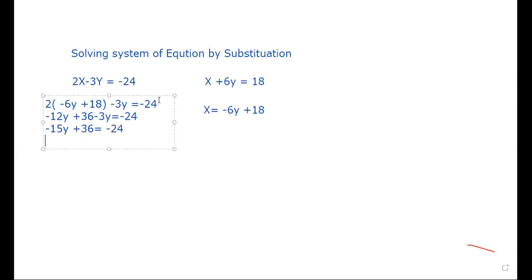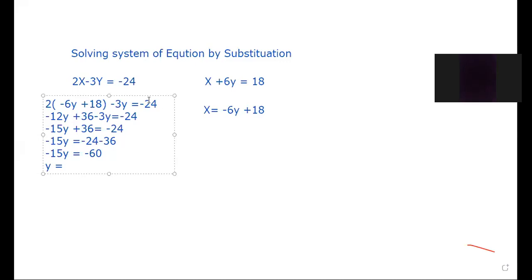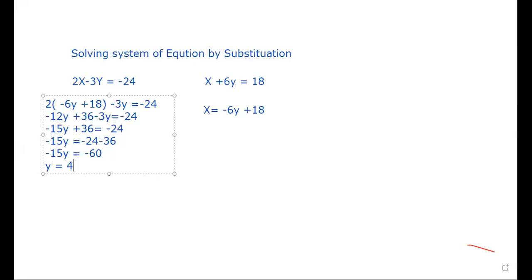Very good. What is the next step? We keep negative 15y equals negative 24 minus 36. So quickly, what is the next one? It will be negative 15y equals negative 60. Okay, so you will divide by negative 15. So the answer will be what? y equals 60 over 15, equals 4. So the value of y equals 4.